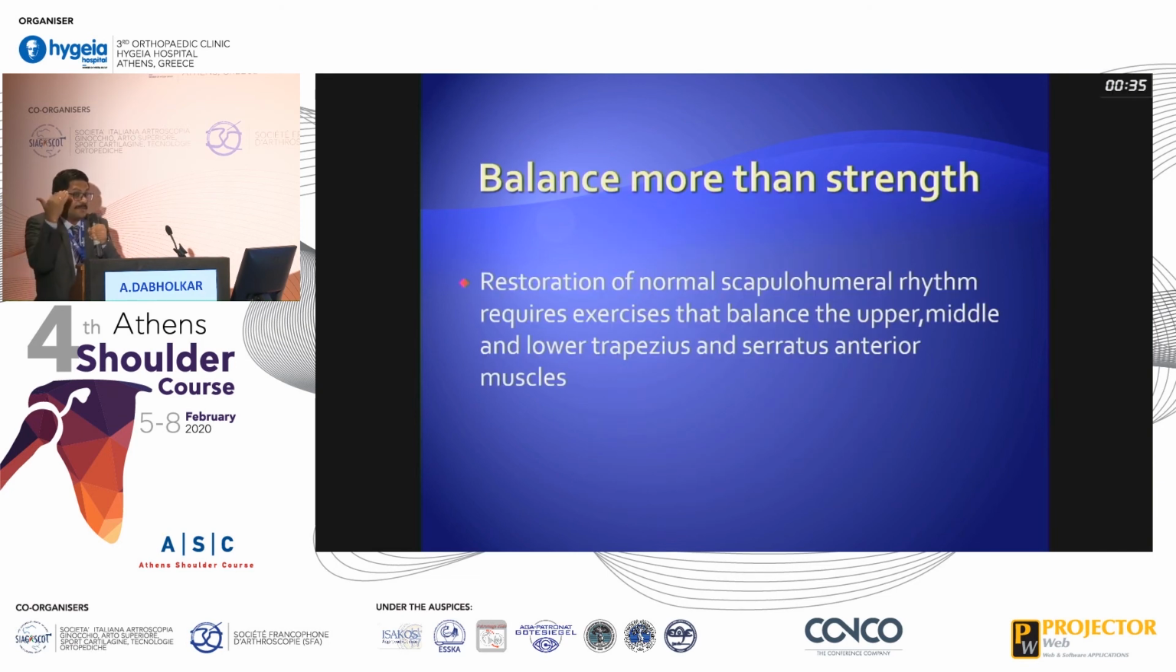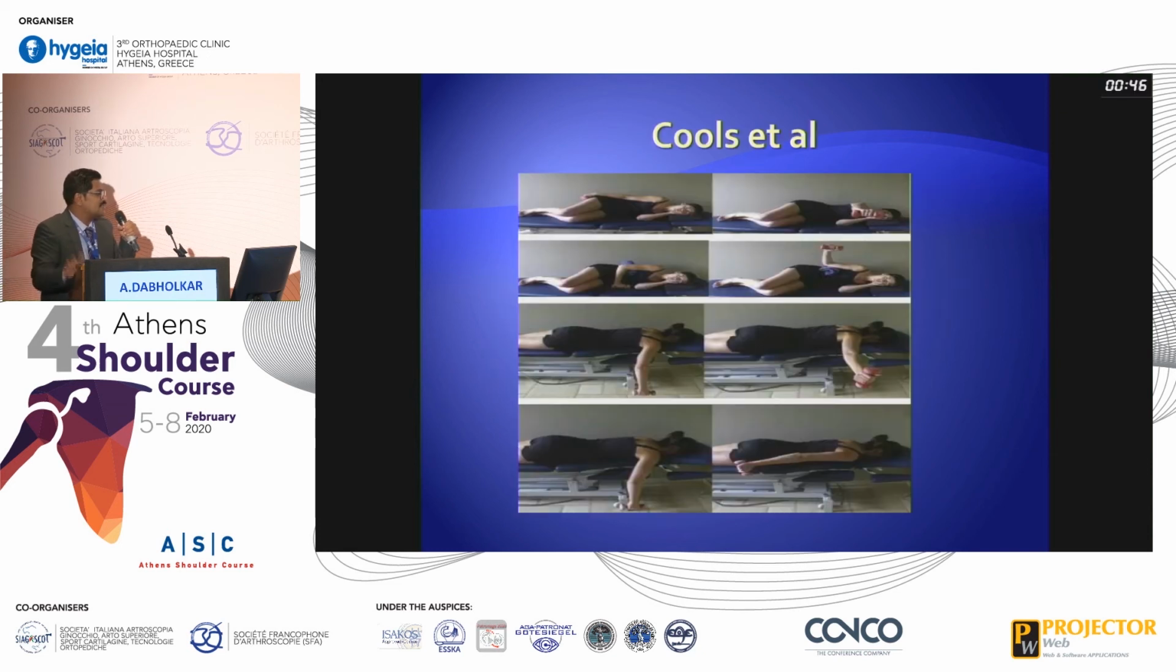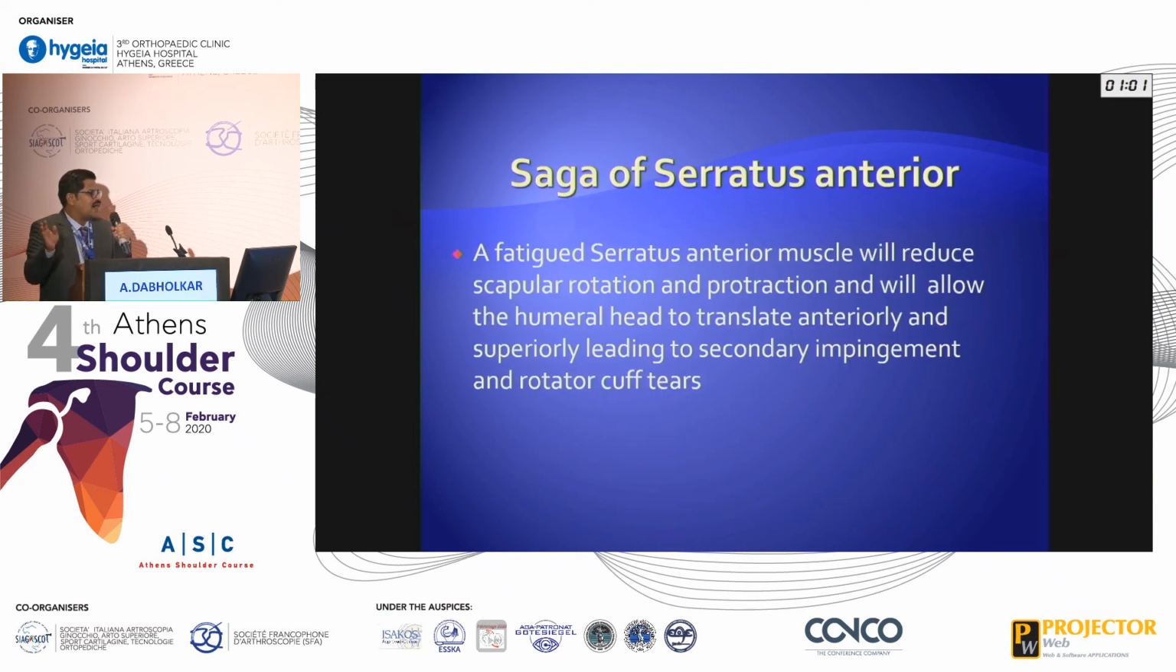Balance more than strength. We need balancing of all the trapezii, the upper, middle, and lower trapezius, also recruiting the serratus anterior. These are the best five exercises by Cools et al. She spoke about the algorithm of how to treat the muscles and how to recruit the right muscles of the scapula. What is the saga of serratus anterior? A fatigued serratus anterior will reduce scapular rotation and protraction, and it will allow the humeral head to translate anteriorly, and that's what we don't want.